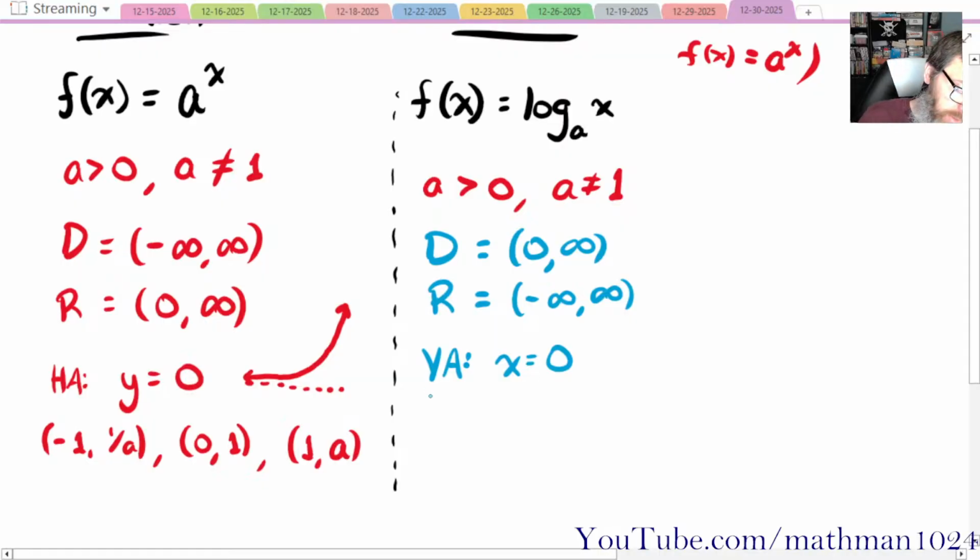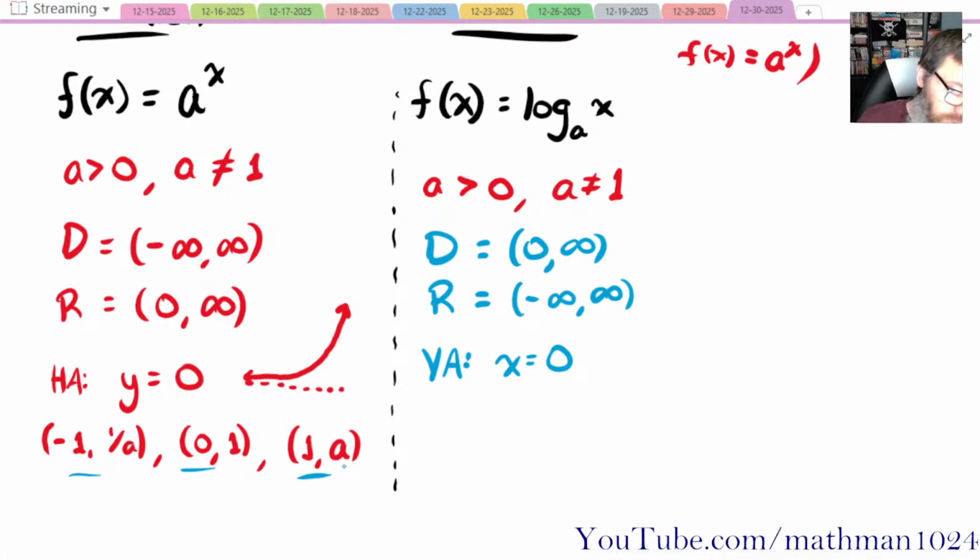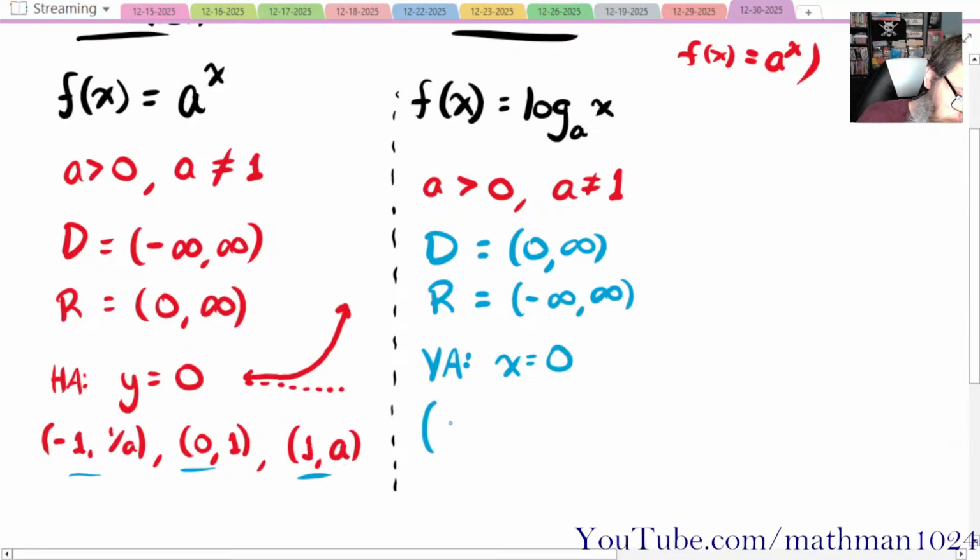For the key points, you take all of the points you have over here, and again, x becomes y, y becomes x, so they get flipped around. Instead of having the ordered pair (-1, 1/a), we would have (1/a, -1). Then we would have (1, 0), which acts as our anchor or key point. And then we'll have (a, 1).